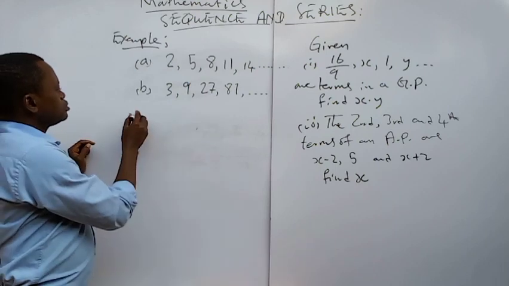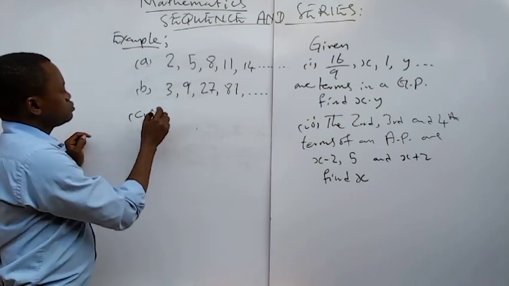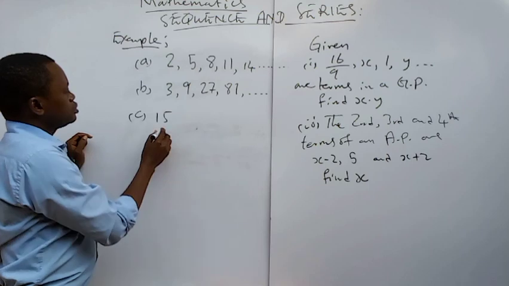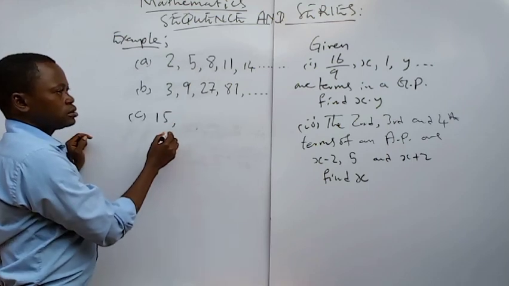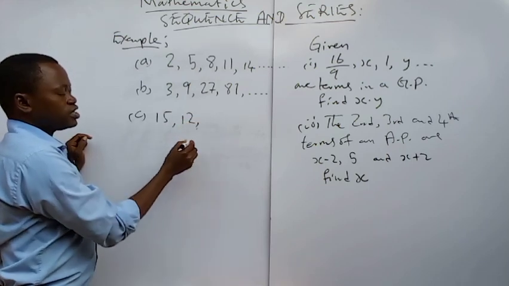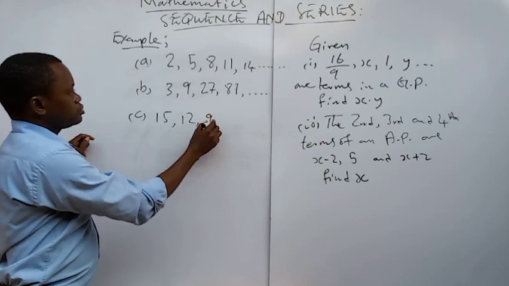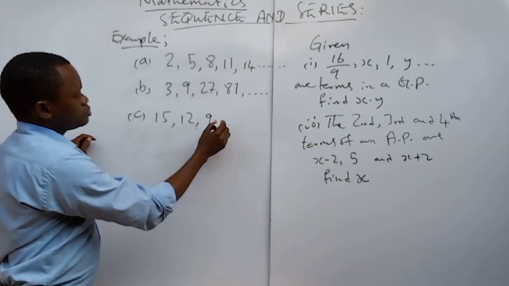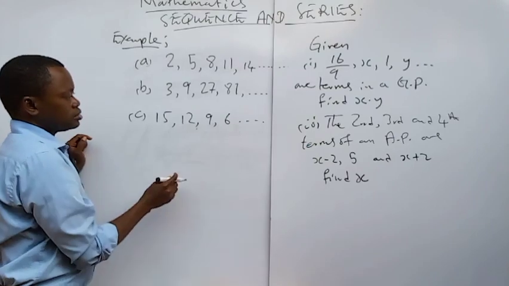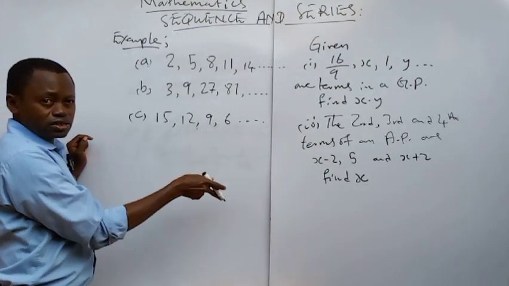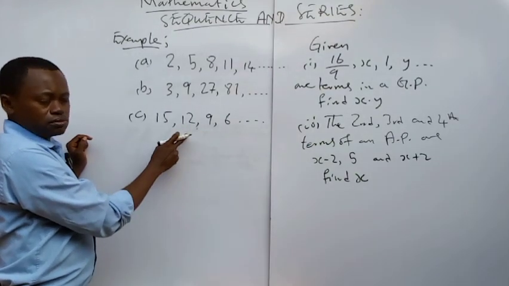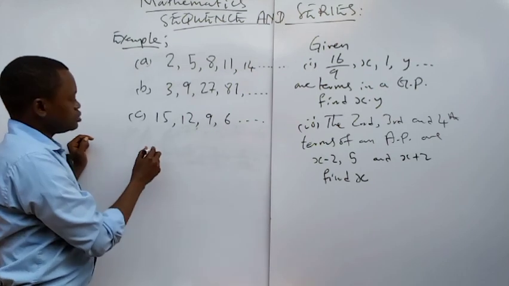Now, what about if I have 15 and I remove 3 and I get 12? Remove 3 again, 9. Remove 3 again, 6. And it continues like that. This is by addition of minus 3 to each term. You get the next, and it is a decreasing sequence.